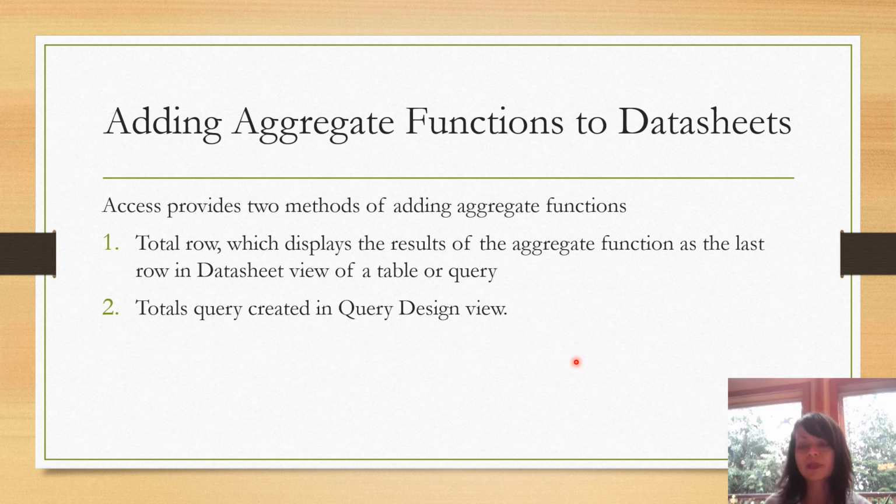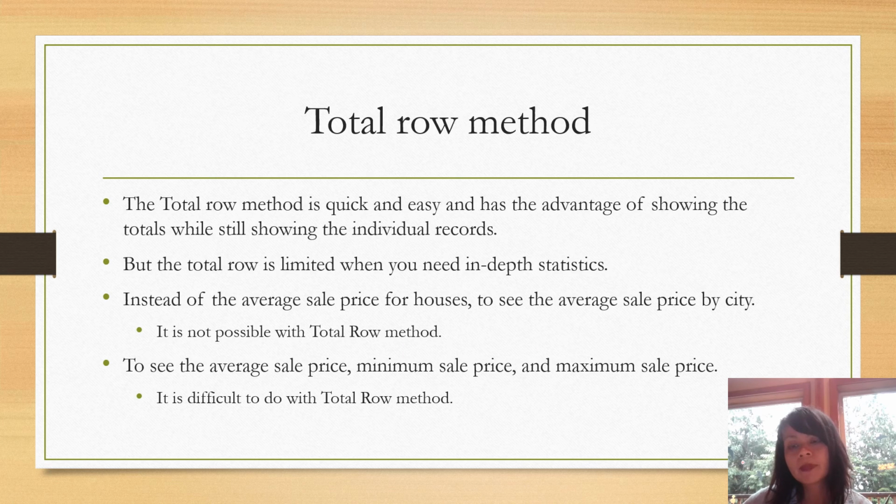Okay, so let's look at how to add aggregate functions to the datasheets. You can use total row, or you can use totals query. The total row displays the results of the aggregate functions as the last row in the datasheet view of a table or query. The totals query, the other method, is created in the query design view. Let's look at the total row method first in more detail.